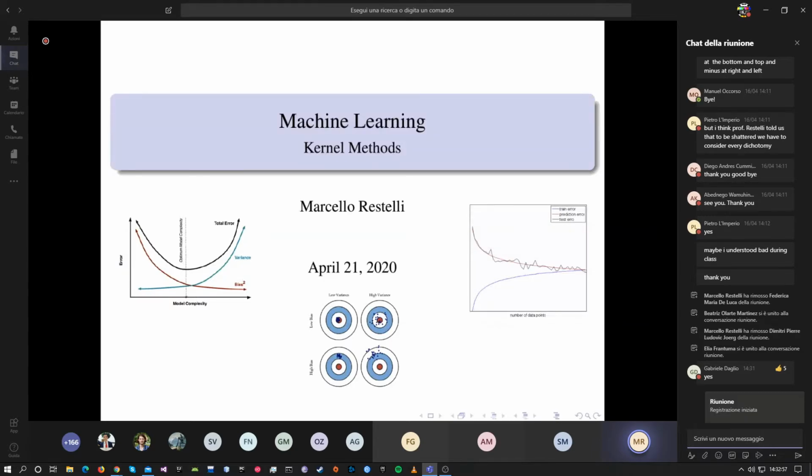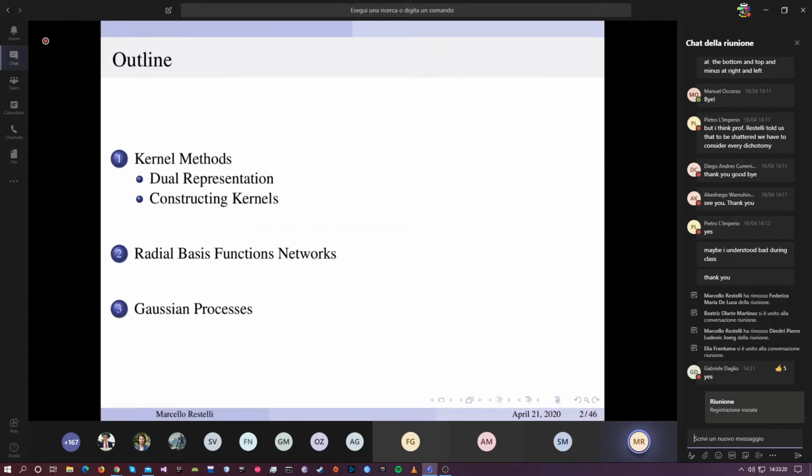So today we will see a different kind of methods with respect to the previous ones, that are the kernel methods. Kernel method is a family of machine learning techniques that is very interesting and worth studying. So this is the plan. Today we will focus on the definition of what is a kernel method. We will talk about the dual representation and how to build kernels. And then probably next time we will see some examples of kernel methods like radial basis function or Gaussian processes. And then we will also see the support vector machines, that is another kind of kernel method.